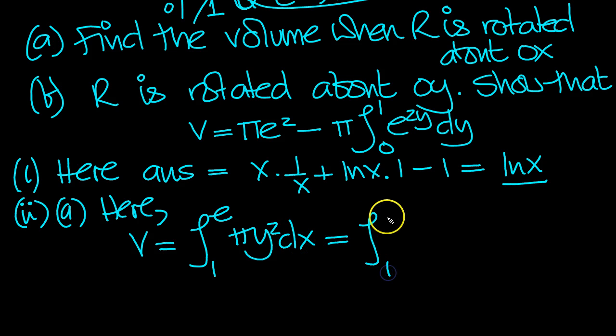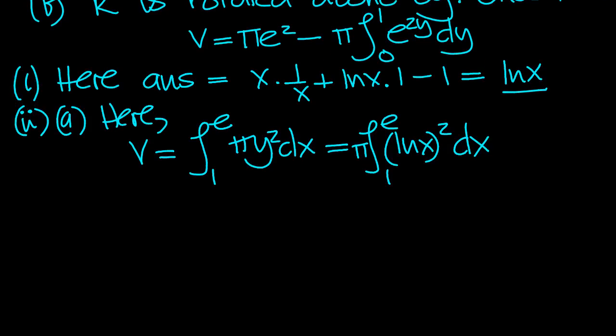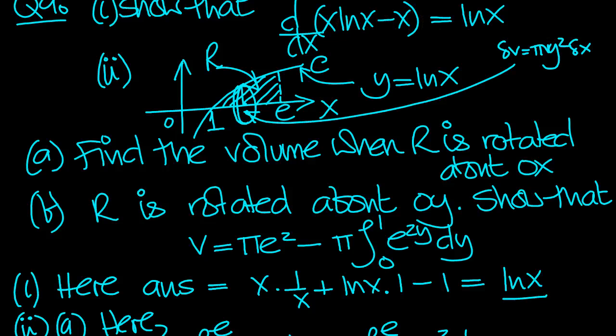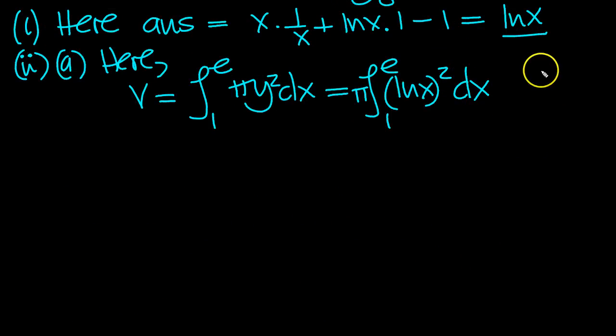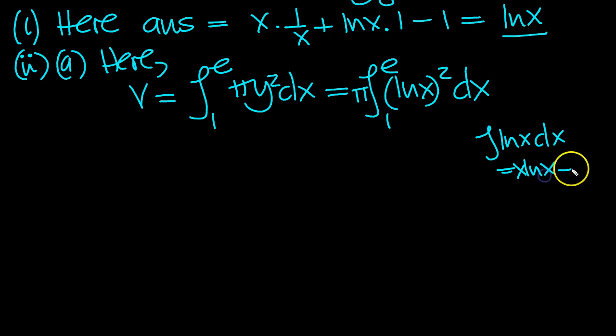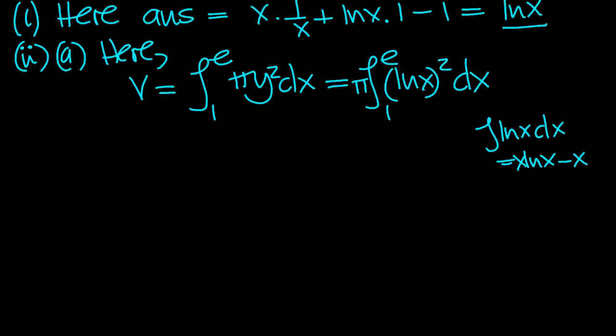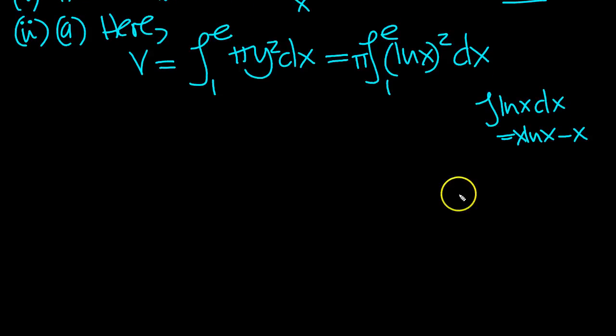So that's the integral between 1 and e of pi, put that at the front there, y squared. Well, y is log x, isn't it? So it's log x all squared dx. So we can integrate this by parts now, can't we? Now we know the integral of log x is x log x minus x from the previous part. So I'm just going to put that up as a reminder. The integral of ln x dx is equal to x ln x minus x, isn't it? If we wrote it down correctly. Yep, that's fine. So we need to turn our attention to this part of the problem then.